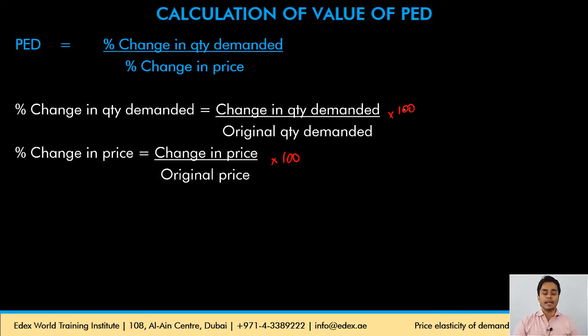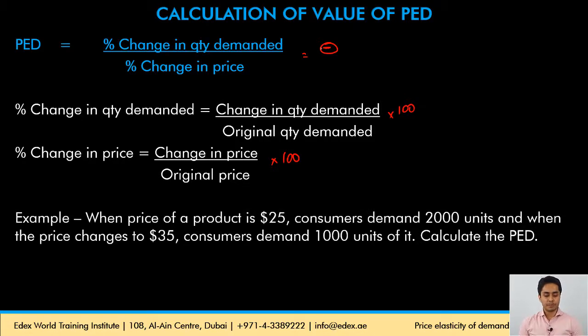Again, the law of demand states that quantity and price would move in the inverse direction. So one thing you have to keep in mind, whatever is the value of PED, it will always be a negative value. It can never be positive. So if you get a PED value of 1.5, it means it's always minus 1.5.